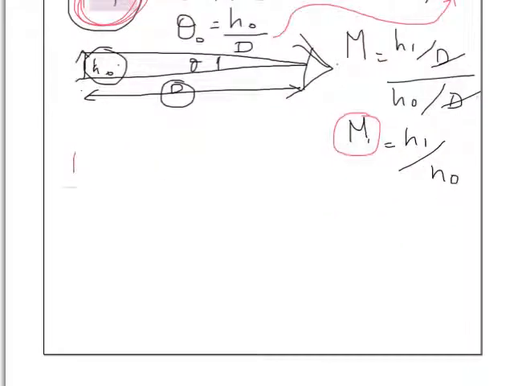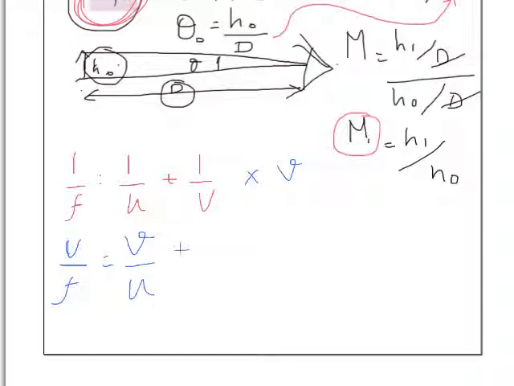The thin lens formula, 1 over f equals 1 over u plus 1 over v. And we're going to multiply each term by v. So that will give us v over f equals v over u plus v over v. Now we can already simplify because this would give us 1.